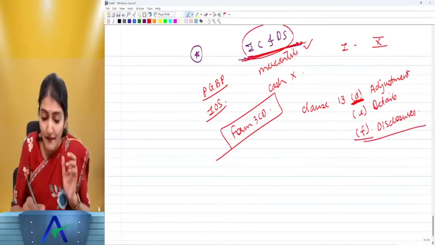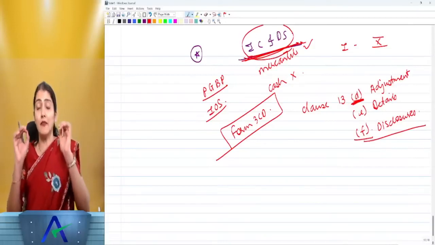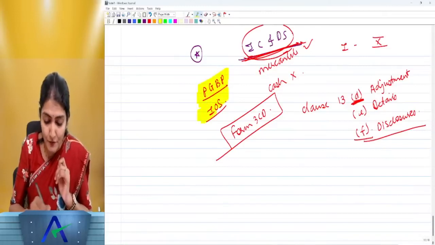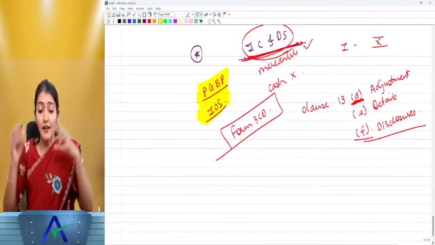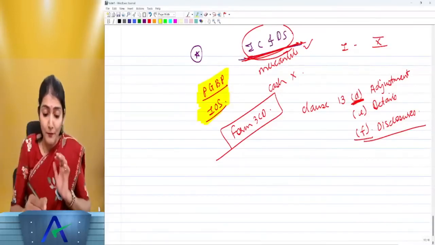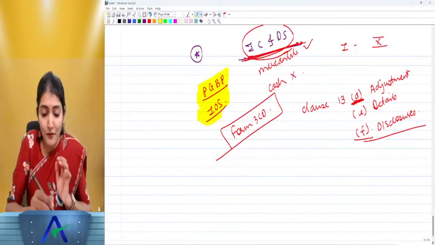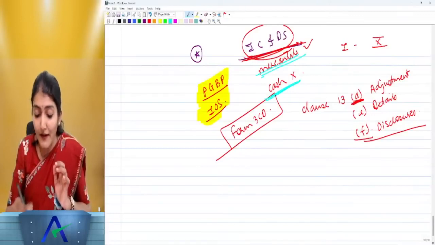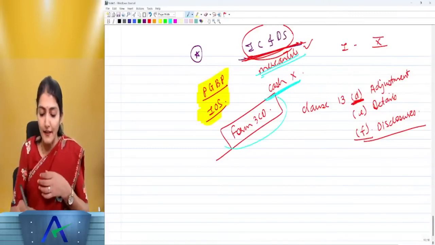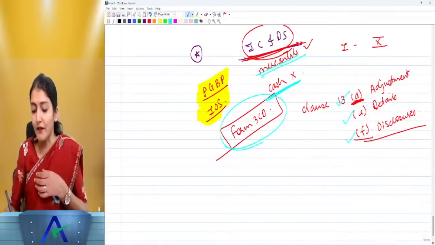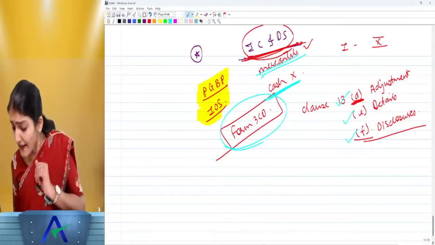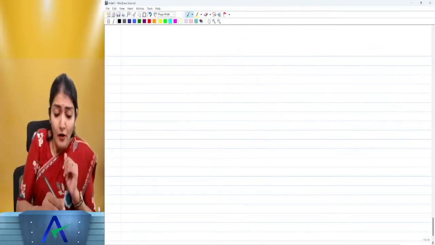So this is regarding the income computation and disclosure standards, to be followed by assessees while computing income from PGBP and IOS, and to be followed by those assessees who are following the mercantile system of accounting and not the cash system of accounting. In Form 3CD you do the reporting under clause 13 D, E and F. Okay. Now let us come to the Form 3CD.